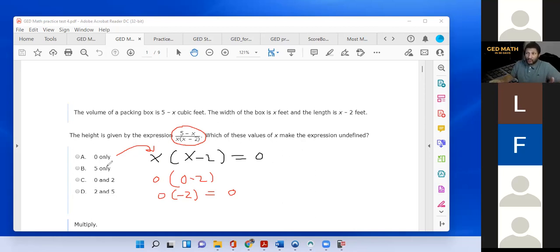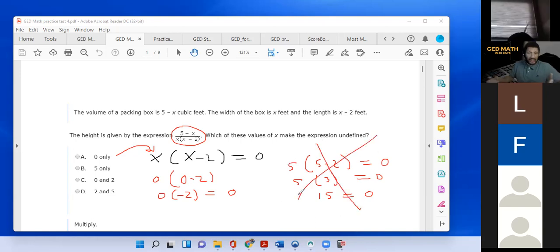So let's just substitute 5 in for x. So 5 times 5 minus 2, is that equal to 0? So 5 times 3 equals 0. 5 times 3 is 15. Is 15 equal to 0? No. 15 is not equal to 0. Okay, so we know it's not 5.